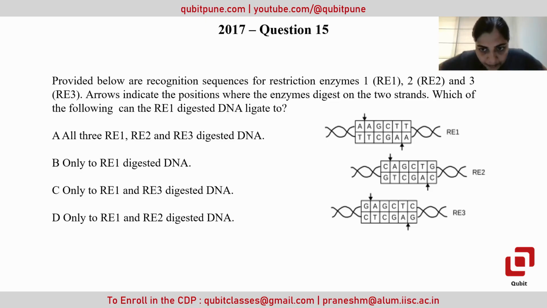Yes, that is correct, because of the complementary nature we have, we can see the cuts that are caused. Here it is cutting. If we look at all the cuts shown over here, that part will be AGCT and TCGA, so they can be complementary with each other. Any fragment can be complementary. So all three can be digested with different enzymes, but they can ligate with each other. So option A is the correct one.